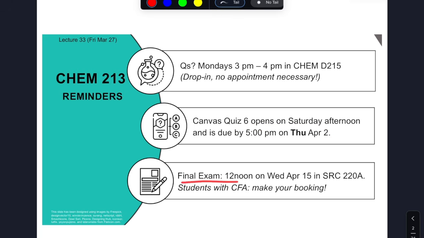Also, the final exam has been announced. It is 12 p.m. on Wednesday, April 15th in SRC. Please, CFA students, make your bookings now.